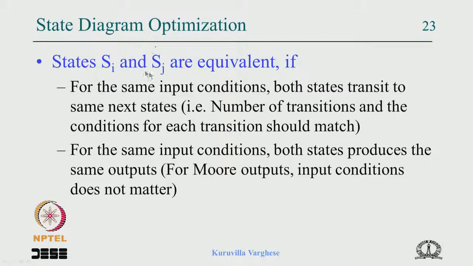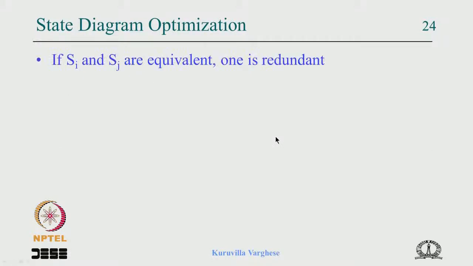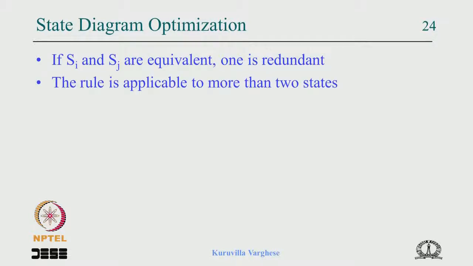Then we can replace SJ with SI. That's simply, wherever SJ is there, rub it off and bring those arrows, whichever was going from SJ; anyway it goes from SI, and the output also is taken care of, there is no problem, it works properly. So if SI and SJ are equivalent, one is redundant, you can remove it, and the rule is applicable to more than two states.